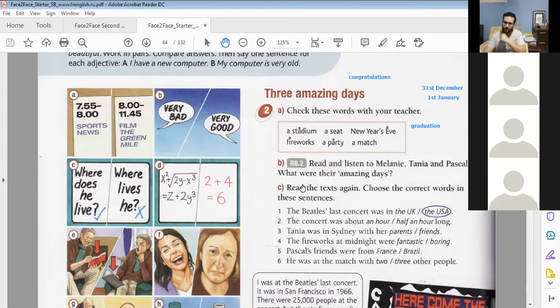Okay, let's start with Melanie, the first girl in the CD, المتكلمة الأولى. What was her amazing day? Melanie's amazing day. What was it? It was a concert. Correct. Very good. حتى concert تكفي لأن بعدين السؤال اللي بعده حيعطينا تفاصيل أكثر. Concert is correct. It was a concert. Very good.